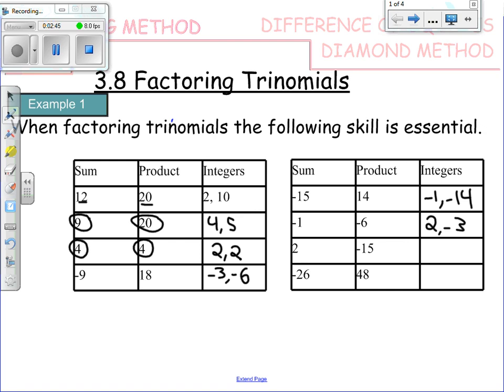So, you should find a little trend. If you're trying to add 2 things together to get a negative, but multiply to get a positive, your answer is going to be 2 negatives. It's the only way you're going to get that positive multiplication.